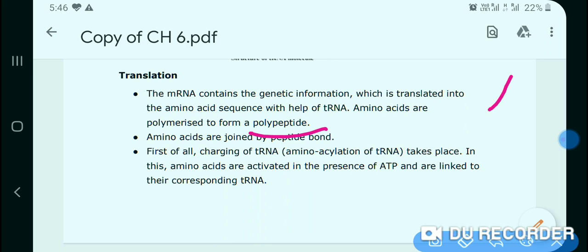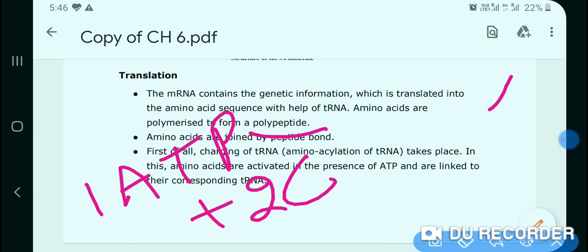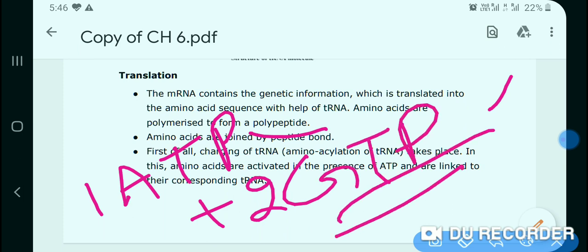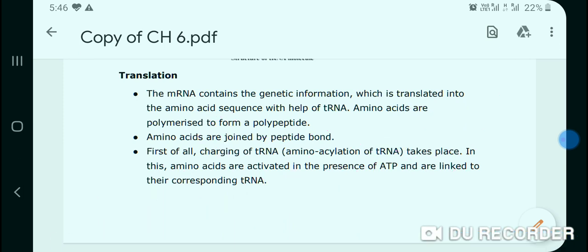And how does it take place? Amino acids need ATP for transfer, and the whole mechanism of protein synthesis requires a lot of energy. For adding one amino acid, 1 ATP plus 2 GTP are required. This much energy is required for adding one amino acid.